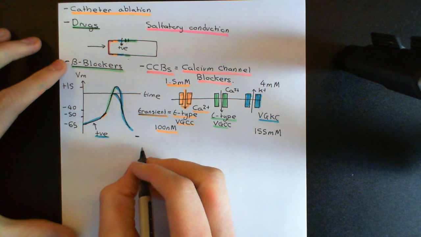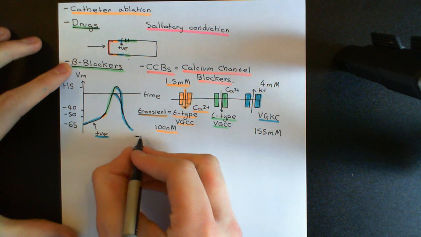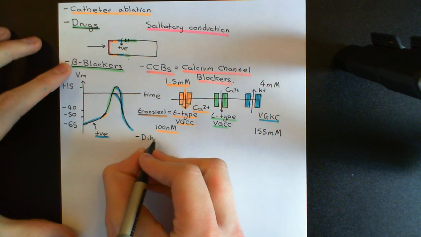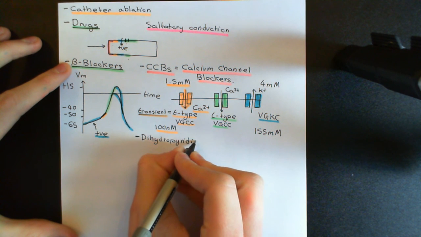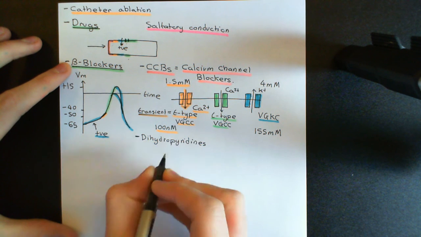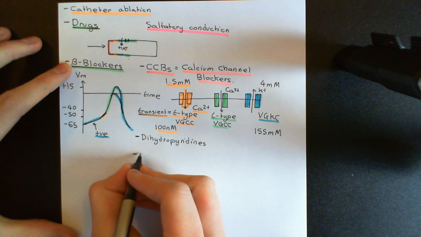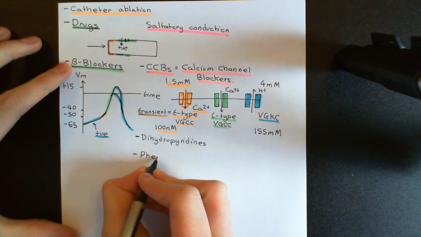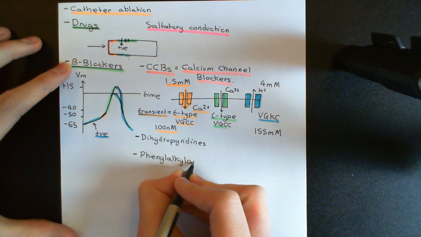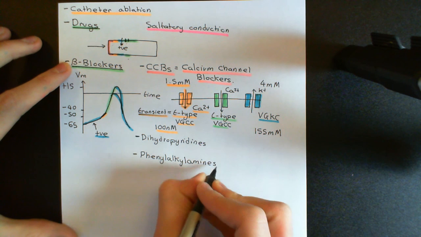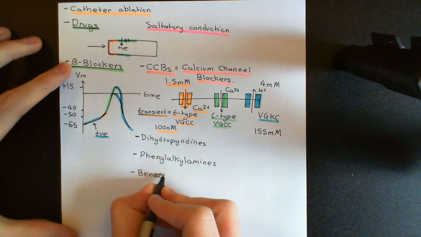So there are three categories of L-type voltage-gated calcium channel blockers, which are the dihydropyridines. So these are all very famous drugs. So dihydropyridines, okay, and I'll give you examples of dihydropyridines in a moment. The next category of calcium channel blockers are the phenylalkylamines, okay, and then the final category of L-type voltage-gated calcium channel blockers are the benzothiazepines, not to be confused with benzodiazepines.